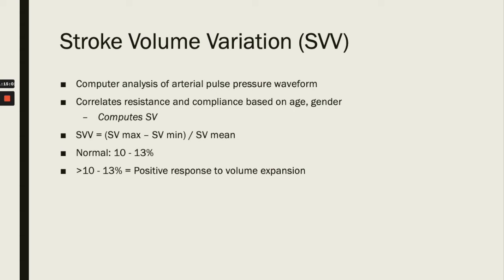Okay, so stroke volume variation is a computer analysis of arterial pulse pressure waveforms, and it correlates resistance and compliance based on age and gender, and it computes the stroke volume. It's your stroke volume max minus your stroke volume minimum divided by the stroke volume mean. And normal is between 10 and 13%.